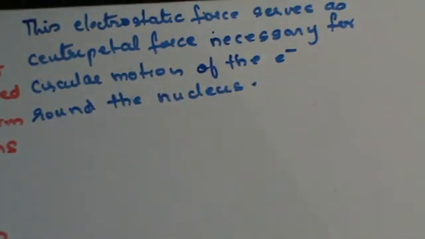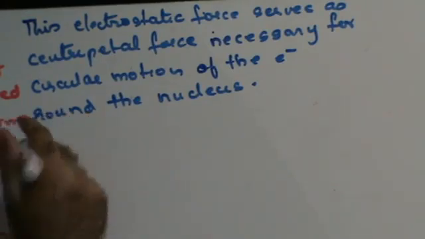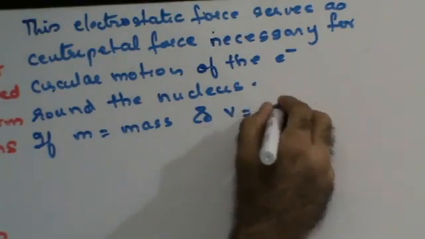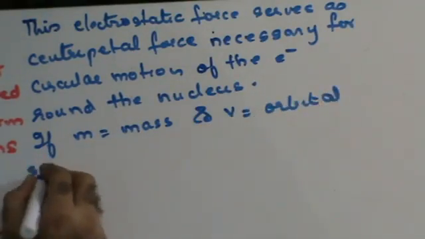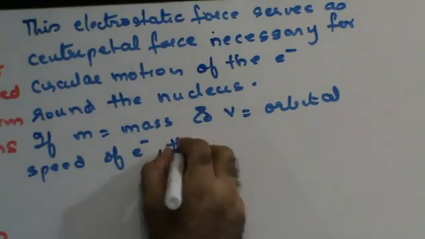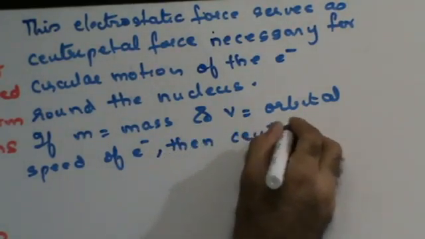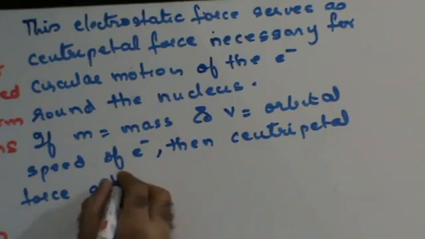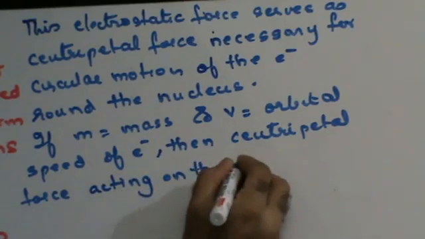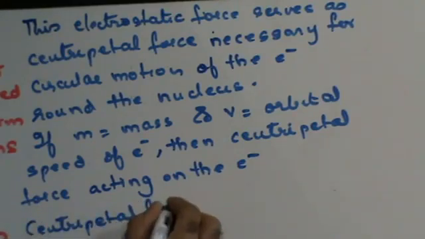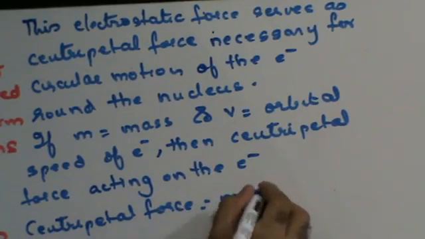Now, if m is the mass and v is the orbital speed of the electron, then the centripetal force acting on the electron is given by mv square by r.